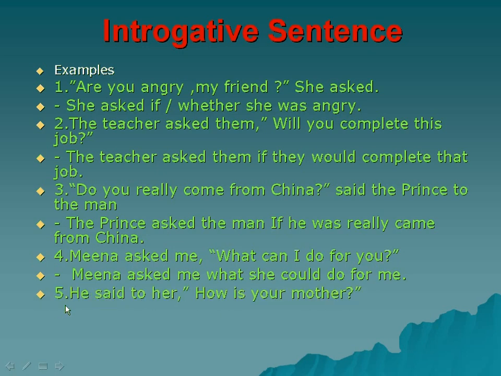Okay, then fifth sentence. He said to her, how is your mother? This is also a WH type question. And the answer is: He asked her how her mother was. In this way, we can make indirect narration of interrogative sentences.